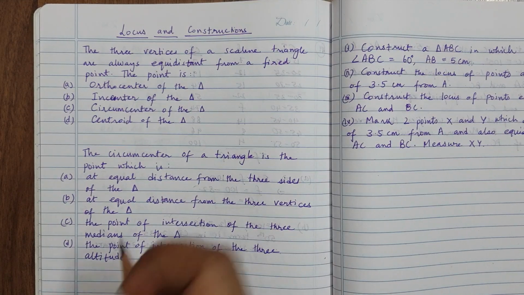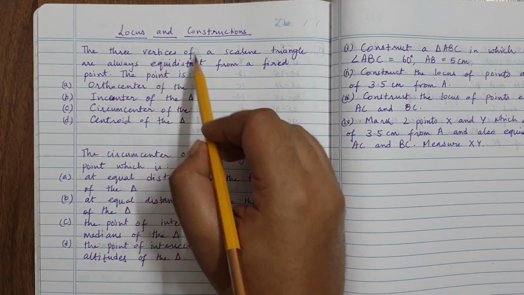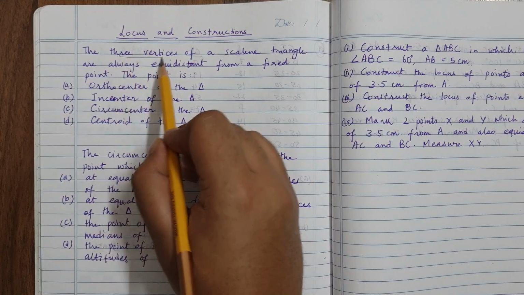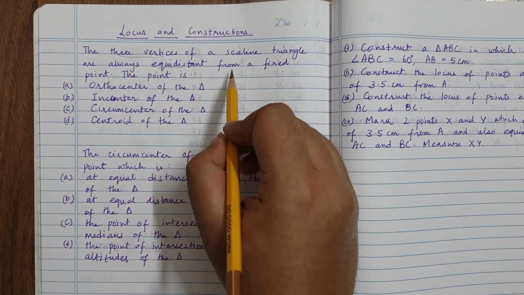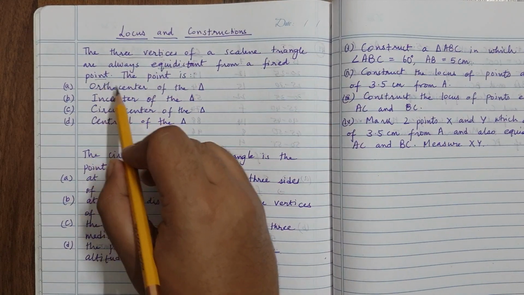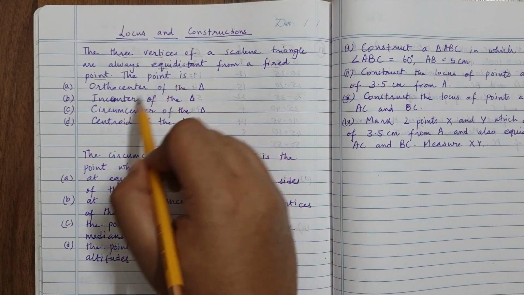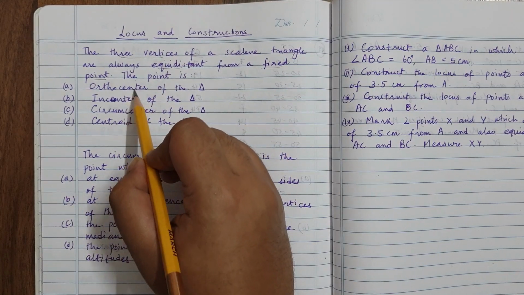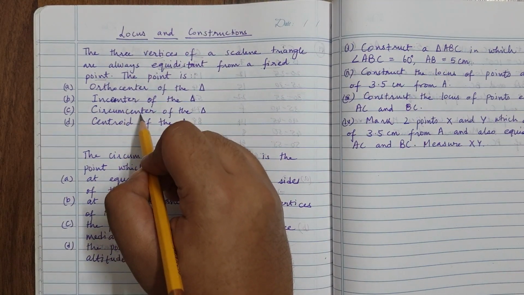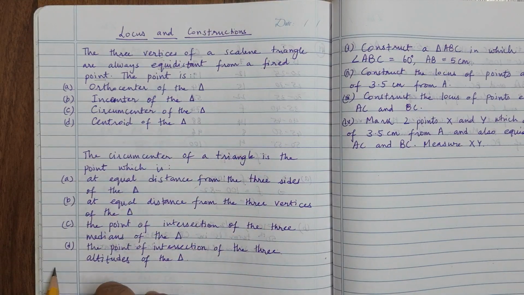Now, first MCQ is that the three vertices of a scalene triangle are always equidistant from a fixed point. And then the point is which of the following? Is it the orthocenter, incenter, circumcenter, or centroid of the triangle?